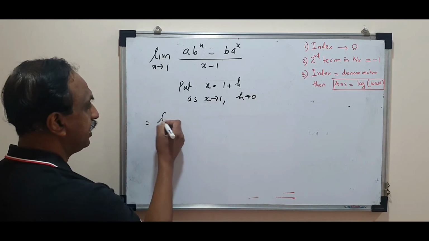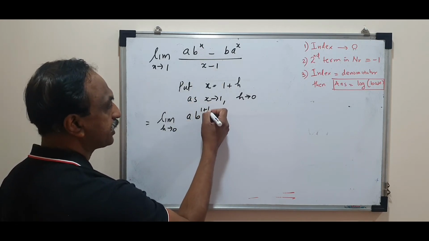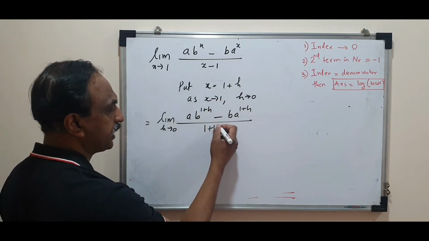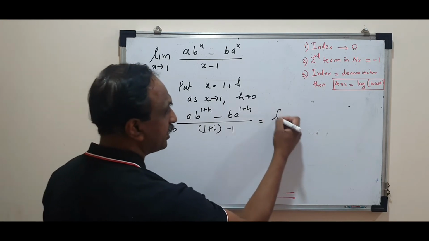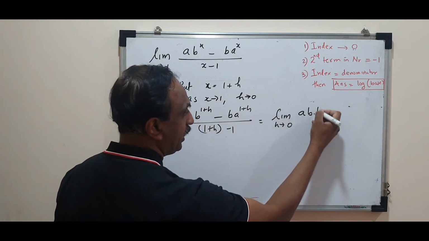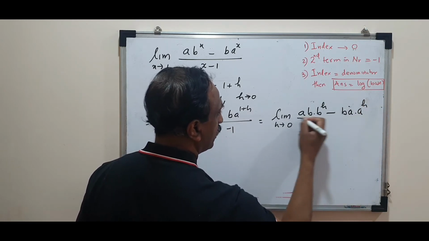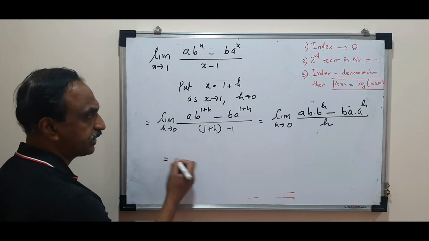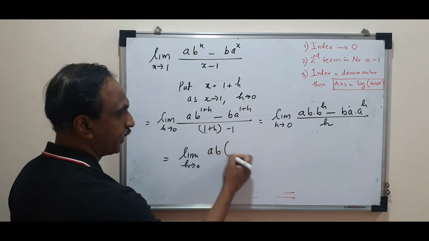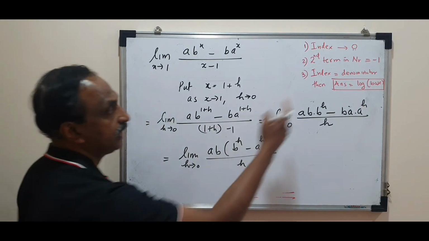So I can write this as limit h tending to 0, a^b raised to, x is replaced by 1 plus h, b^a raised to 1 plus h, divided by x minus 1 will become 1 plus h minus 1. Which I can write as limit h tending to 0, index is 1 plus h, so a^b into b raised to h minus b^a into a raised to h divided by h. This is equal to limit h tending to 0, a^b is common, so b raised to h minus a raised to h upon h.